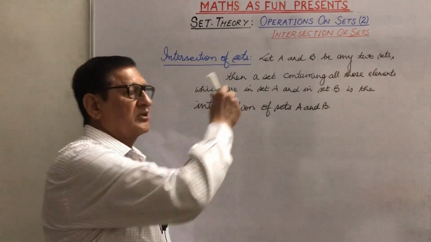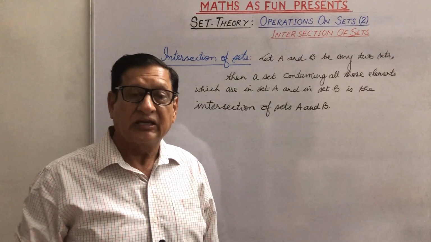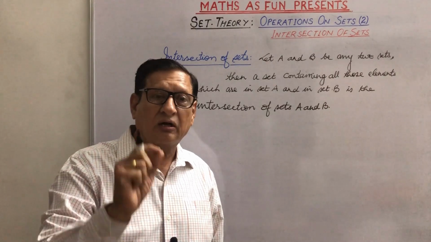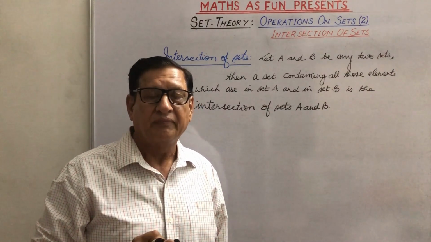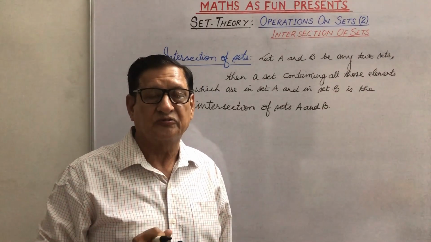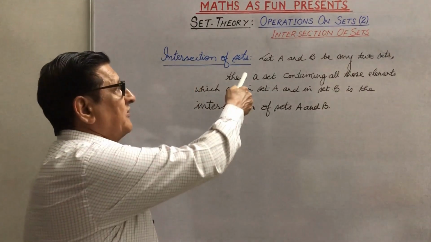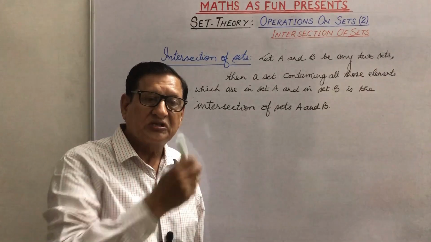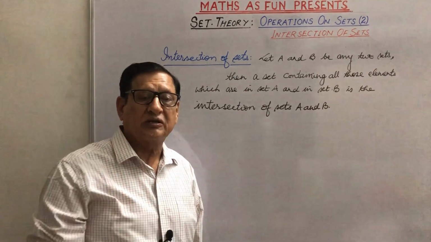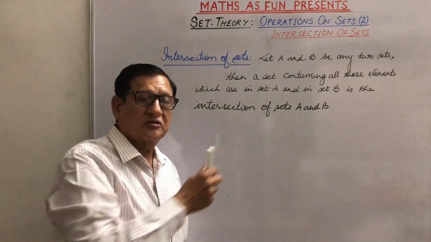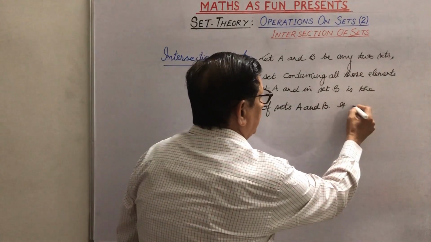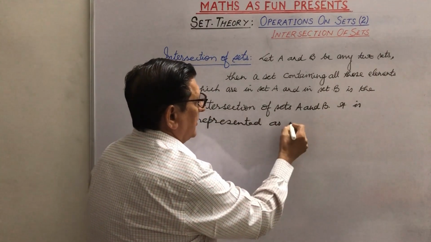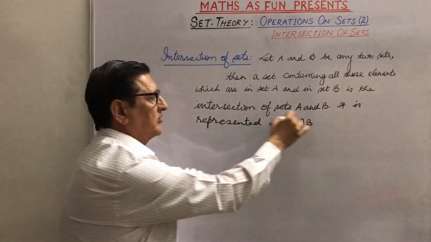Let there be any two sets A and B. Then the set which contains all the elements which are in set A and in set B is known as the intersection of sets A and B. We can define it as: let A and B be any two sets, then a set containing all those elements which are in set A and in set B is the intersection of two sets A and B. It is represented as A ∩ B. This is the sign for intersection.